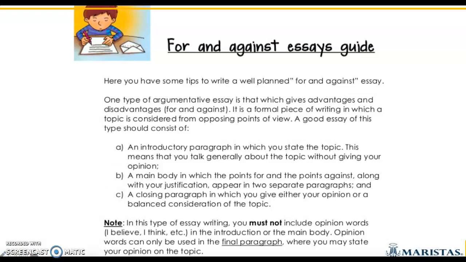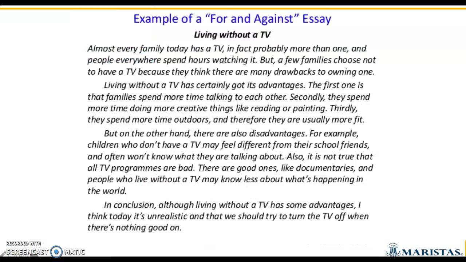And let's look at the example I have for you of a for and against essay. The topic is living without a TV. Almost every family today has a TV. In fact, probably more than one. And people everywhere spend hours watching it. But a few families choose not to have a TV because they think there are many drawbacks to owning one.